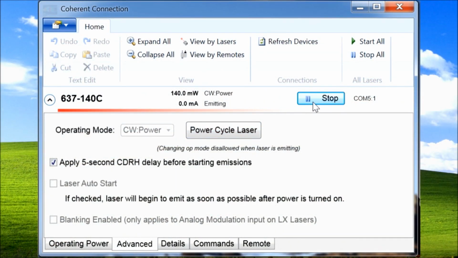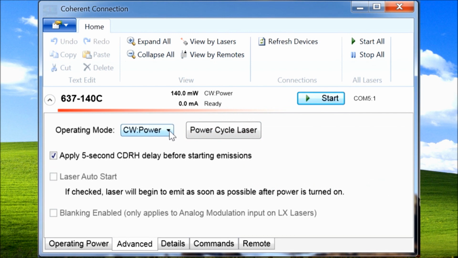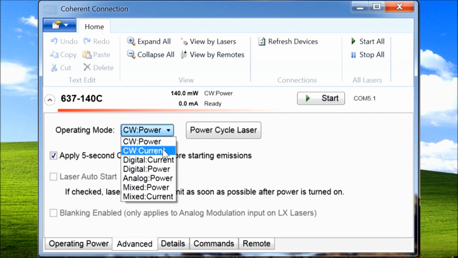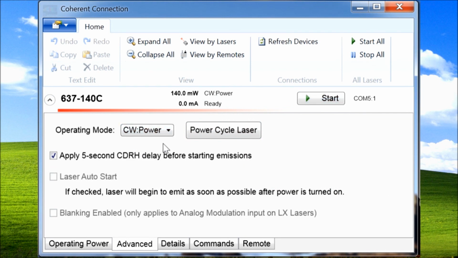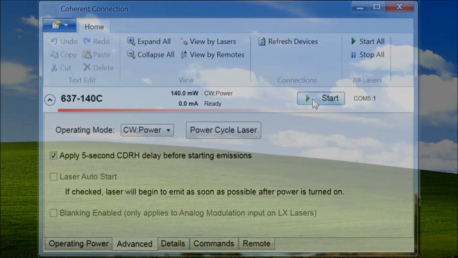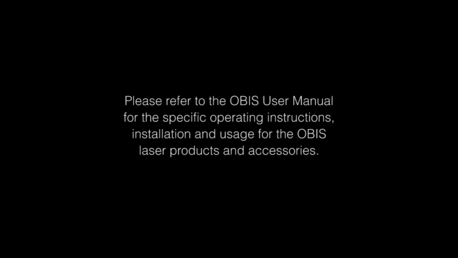With OBIS lasers, the operating modes include continuous wave, analog, digital, and mixed modulation with power and current choices to meet your application needs. This concludes the video for the OBIS continuous wave operating mode. Please refer to additional videos for the analog, digital, and mixed modulation modes. Thank you.